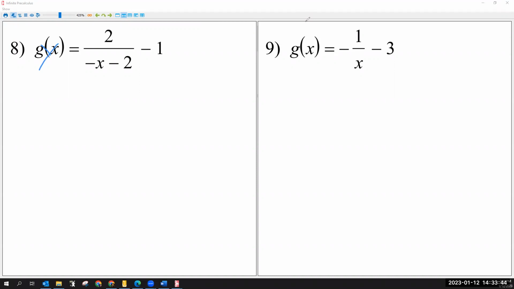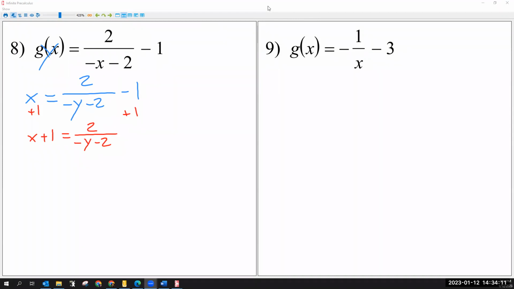Y, switch x and y. X equals 2 over negative y, so that negative stays there. Add 1 to both sides. X plus 1 equals 2 over negative y minus 2 minus, oh, no. We added 1 to both sides, so that went away.